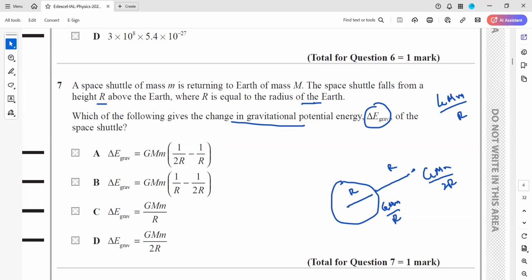We need the change in the potential, so we just take the difference of these two. So GMm over R minus GMm over 2R. That will give us the difference in the potential. So it matches with option A. Sorry, option B for question 7.